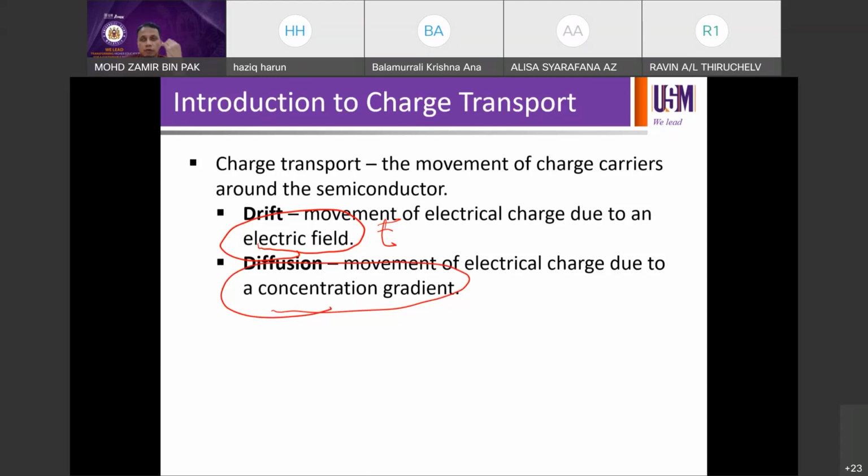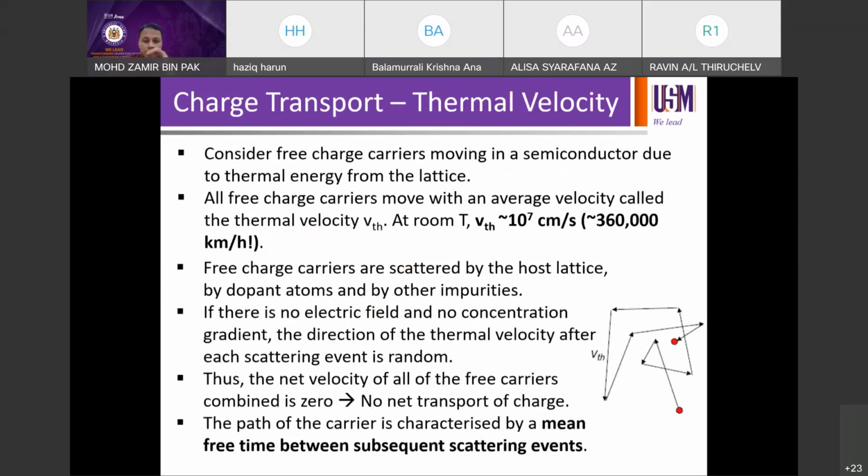So there should be a difference of concentration gradient. That means if you're talking about side A and B, there shouldn't be similarity in terms of the level of concentration between side A and B in terms of the concentration of carriers. If you don't get any difference in terms of the concentration gradient, then you shouldn't expect any diffusion to take place. Okay, so let's have a look at the details of the charge transport before we move on to drift and diffusion.